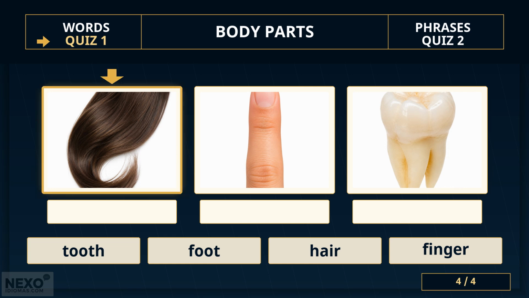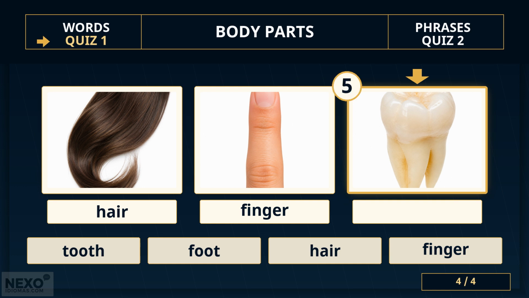What is this? Hair. What is this? Finger. What is this? Tooth.